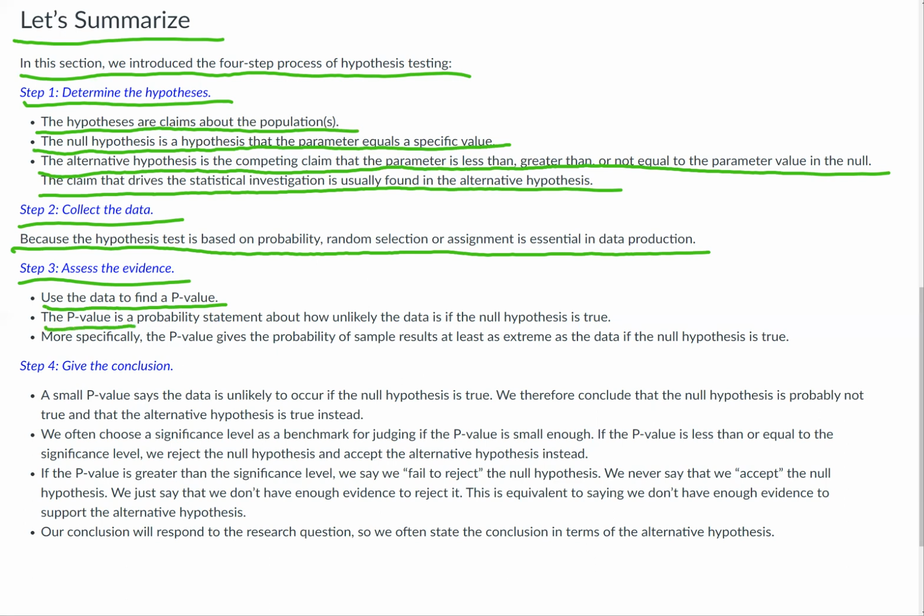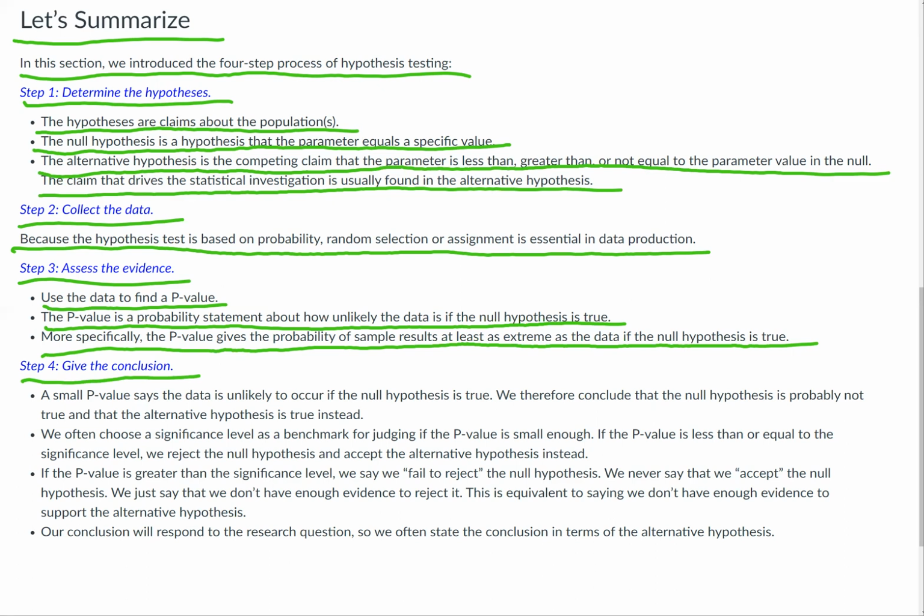Then the p-value is a probability statement about how unlikely the data is if the null hypothesis is true. More specifically, the p-value gives the probability of sample results at least as extreme as the data in the null hypothesis, if the null hypothesis is true. Step 4, give the conclusion.